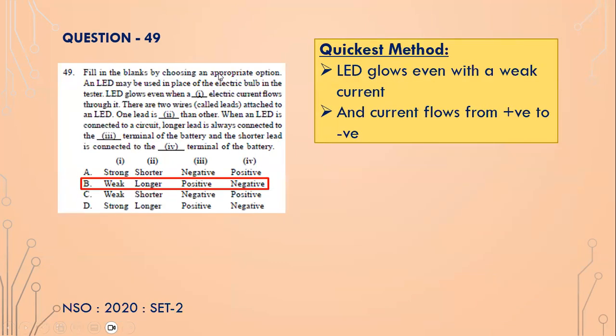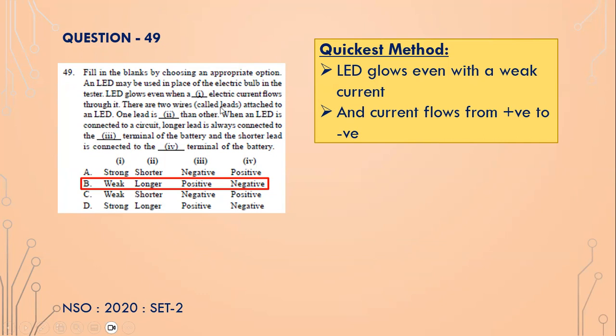Fill in the blanks by choosing an appropriate option. An LED may be used in place of the electric bulb in the tester. LED glows even when dash electric current flows. Only when the weak electric current flows, the LED will glow, isn't it? LED requires only minute current, because you must have seen the LED of your remote control, isn't it? Even with the two AA cells, triple A cells, the LED will glow. It does not require a large current.